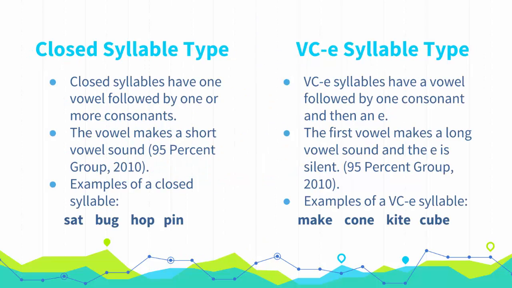Let's look at the differences between closed and vowel consonant E or silent E syllable types. Closed syllables have one vowel followed by one or more consonants. The vowel in a closed syllable makes a short vowel sound. Vowel consonant E syllables, also known as silent E syllables, have a vowel followed by one consonant and then an E. The first vowel makes a long vowel sound and the E is silent.